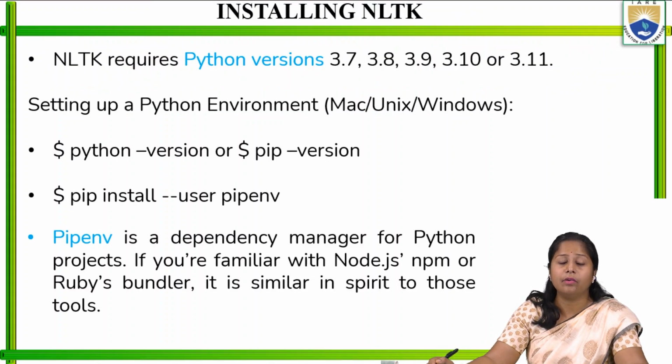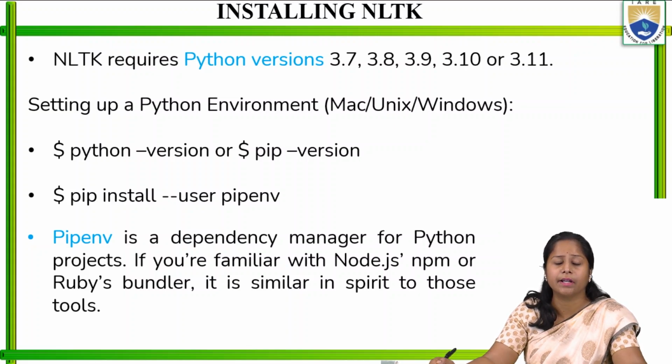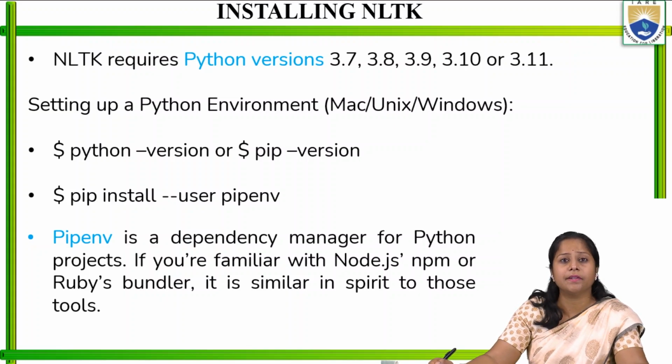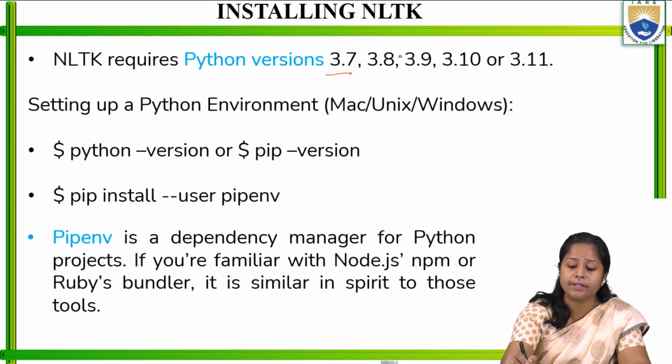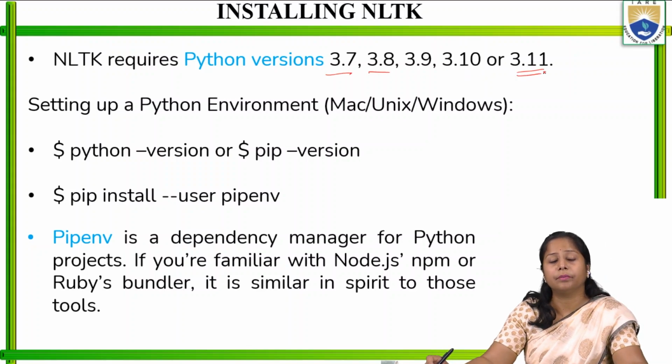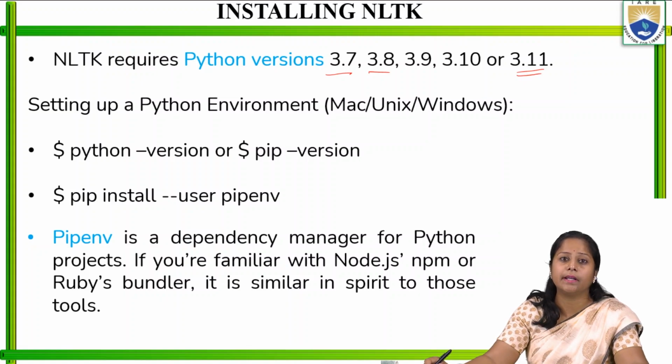Installing NLTK. How to install the NLTK library? That is nearly the same as how we installed the CLTK library, the classical toolkit library. NLTK also requires versions of Python 3.7, 3.9 to 3.11. Any of these versions should be there in our computer system, operating system, and then we will be able to use the NLTK library and do the text processing.